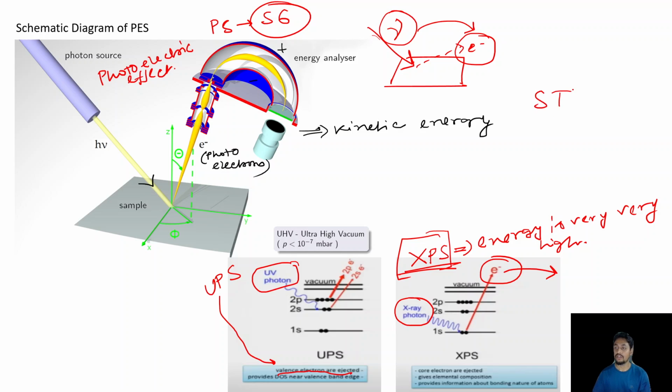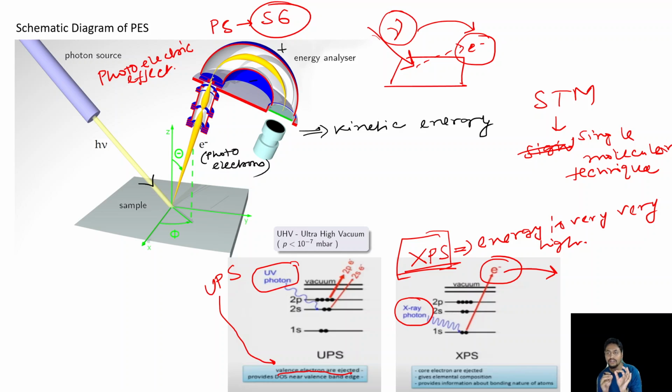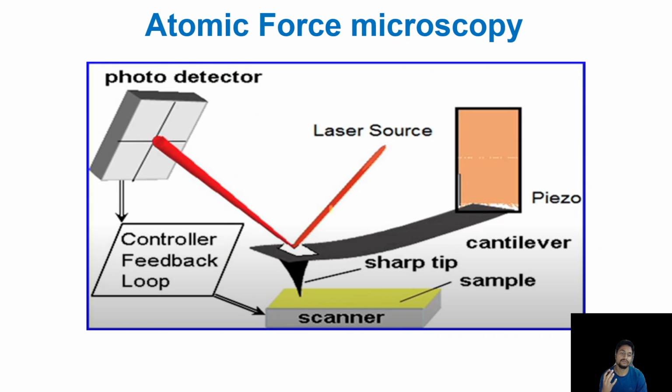Like STM was a single molecular technique. Sorry, this is a single molecular technique, because the tip is atomically sharp, so that we can get information from a small region, or atomic region information, but not XPS or EPS. These are average techniques. This is not single molecular, but it is very important in terms of getting an average picture of the material itself, right?